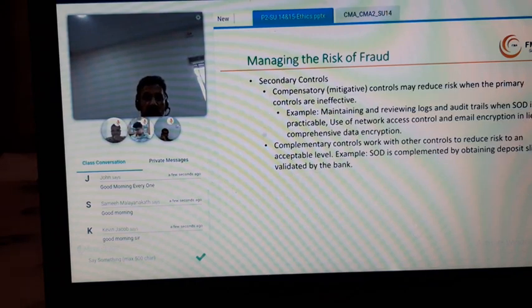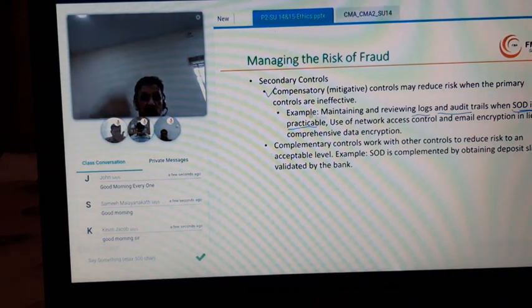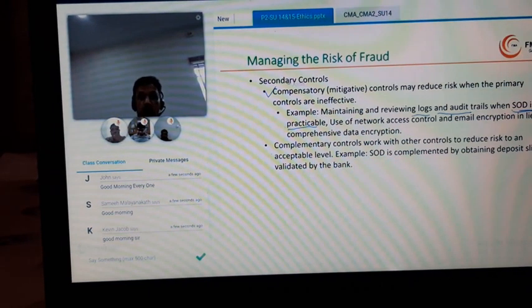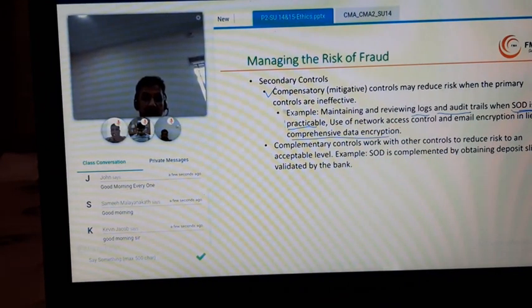Secondary controls are classified into compensatory and complementary. Compensatory controls are otherwise called mitigative controls. They reduce the risk, right? May reduce risk when the primary controls are ineffective. Maintaining and reviewing logs and audit trails when segregation of duties is not practicable. Supervisory review when segregation of duties is not practicable. Because segregation of duty is a primary control, when that is ineffective, you go for additional control, that is compensatory control. Use of network access control and email encryption in view of comprehensive data encryption, these are examples.